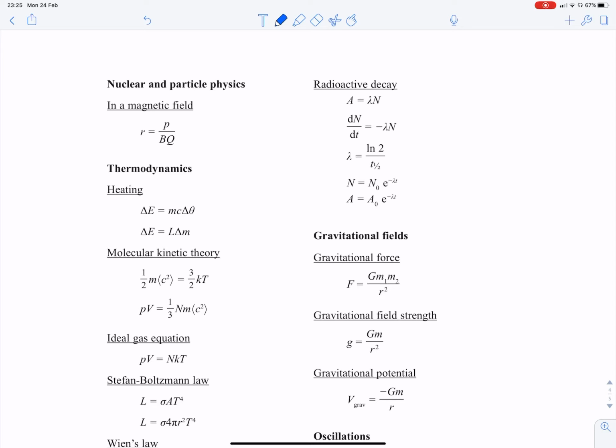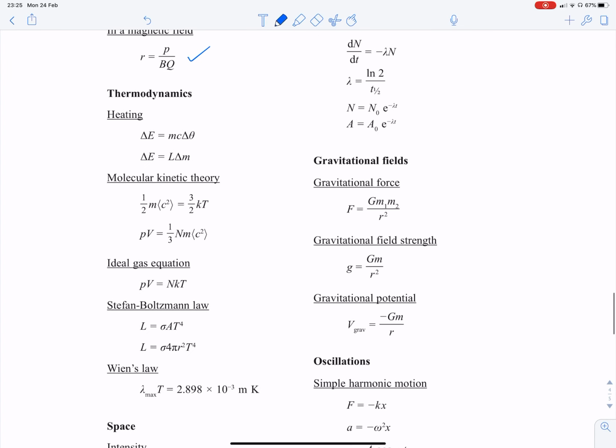Nuclear and particle physics. In a magnetic field, R equals P over BQ. In thermodynamics, heating, delta E equals m c delta theta, and delta E equals L delta m. So c is the specific heat capacity, and L is the latent heat, which could be of vaporization, or it could be latent heat of melting.